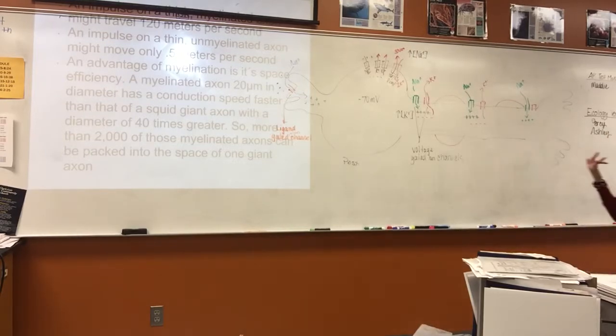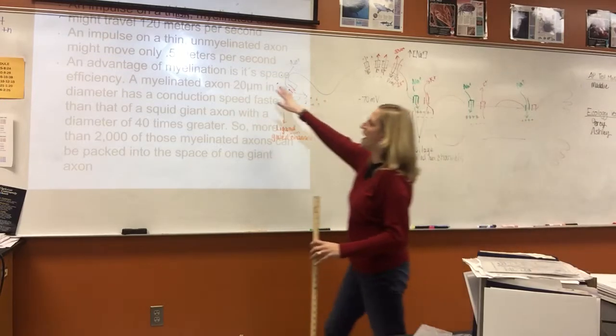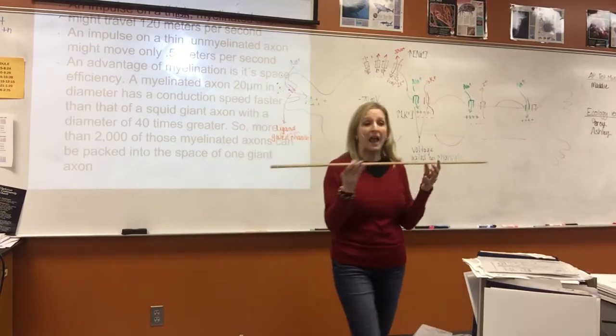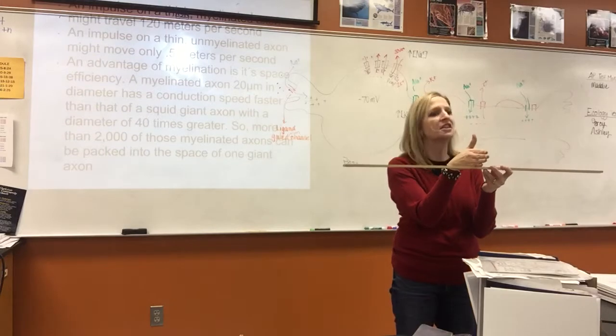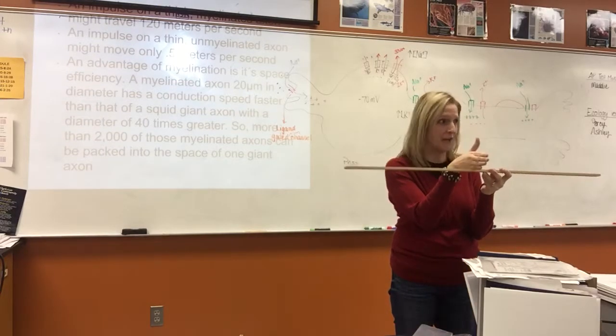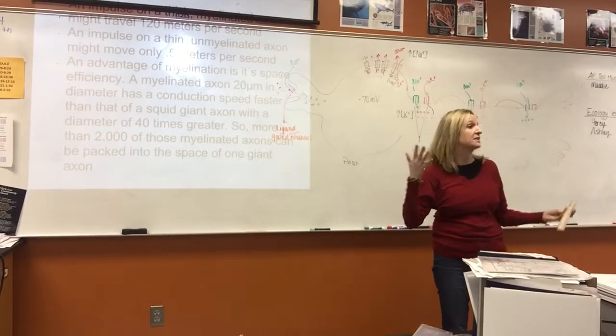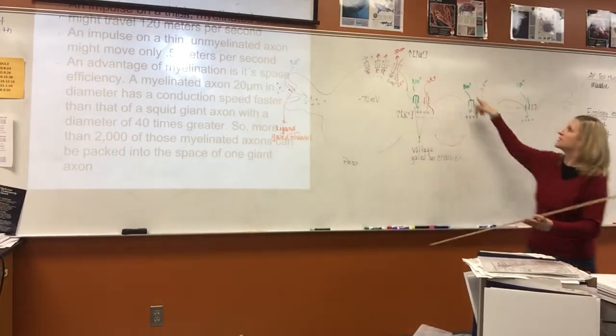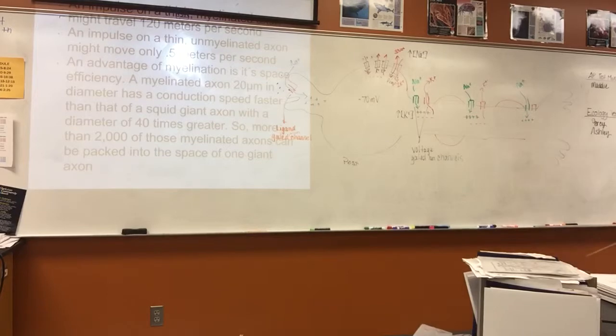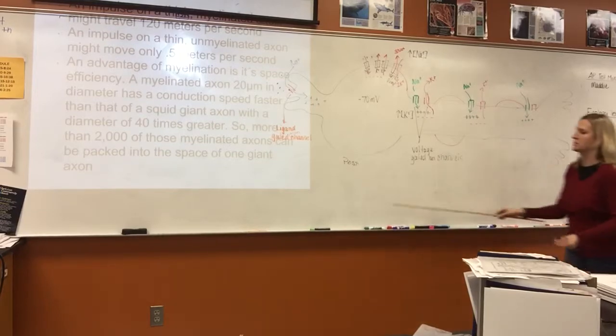And I just wanted to compare that to an unmyelinated axon, which might only move a half of a meter per second. That's a huge difference, all right? A half a meter in a second versus 120 meters in 1 second. Only difference is having myelin versus not. So this saltatory conduction, a big deal, all right, in terms of speed.